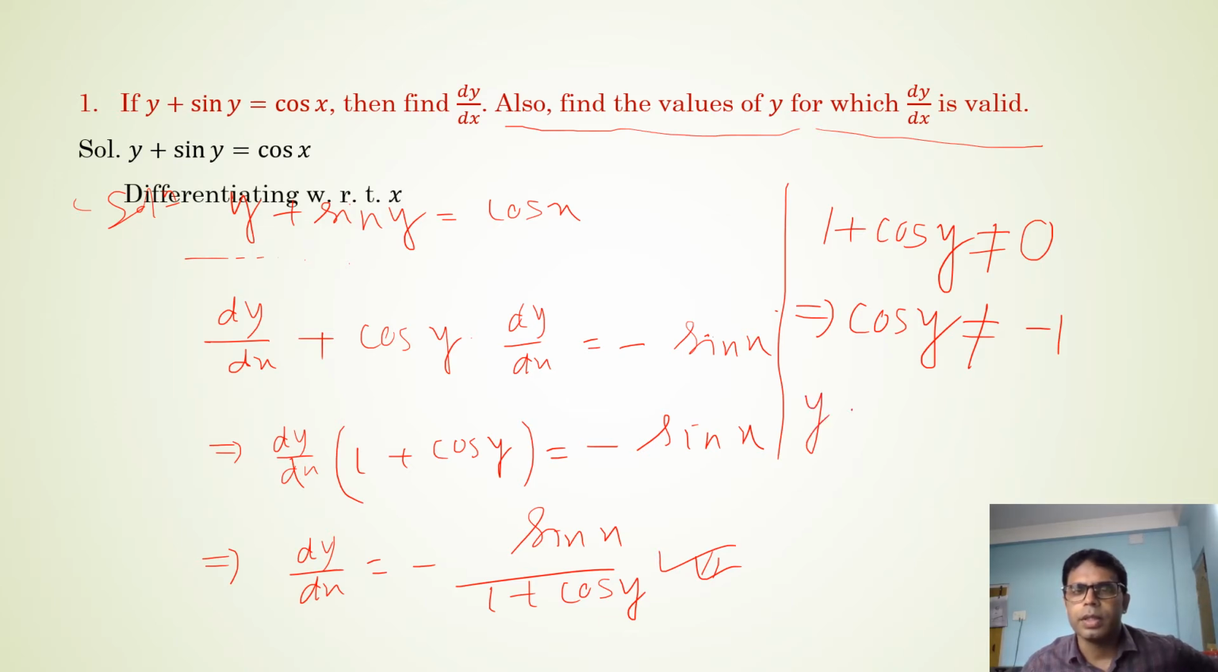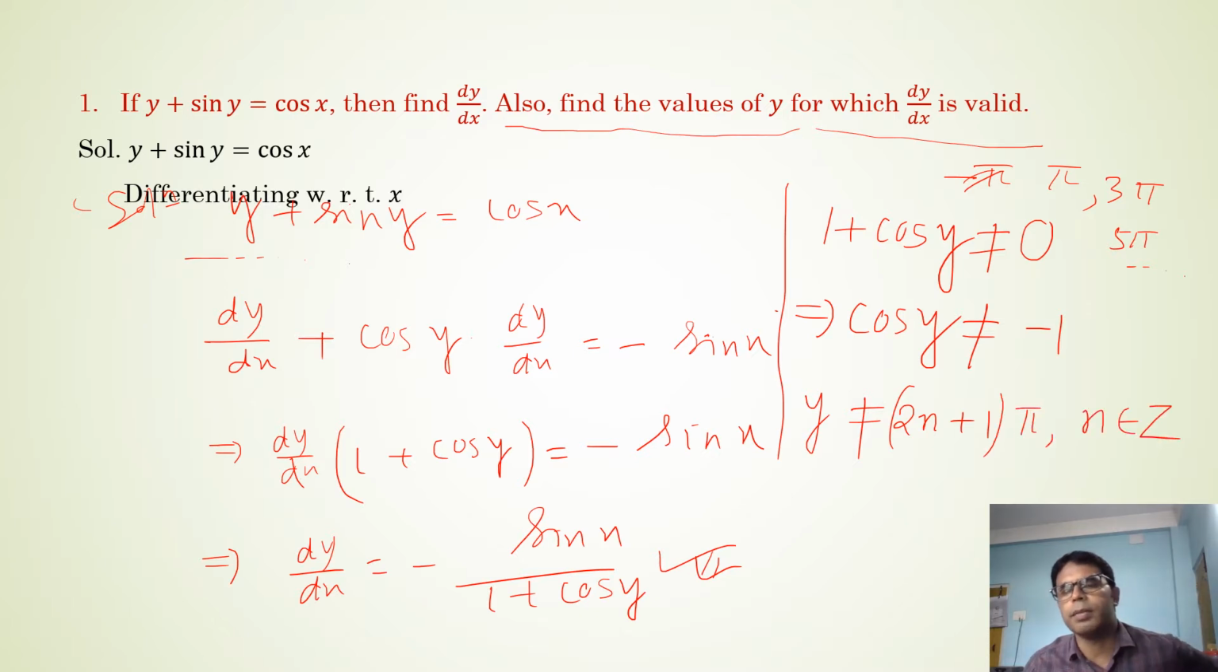Here you should write y is not equal to, because we should find those values of y for which dy/dx is not defined. So what are the values of y when cos y is equal to minus 1? Those values are pi, then 3 pi, then 5 pi, and so on, that is, the odd multiples of pi. So it will be simply (2n plus 1) times pi, where n is an integer, that is, n belongs to Z. So this is the completion of the solution.